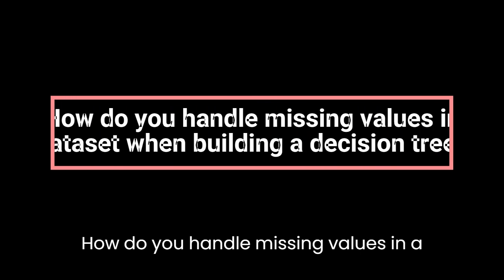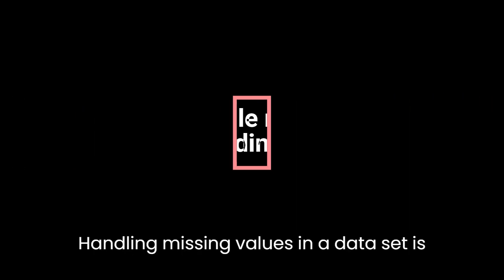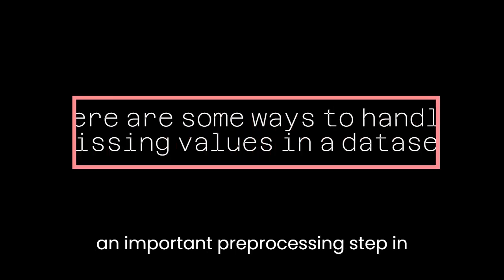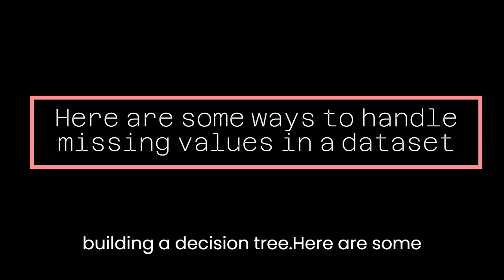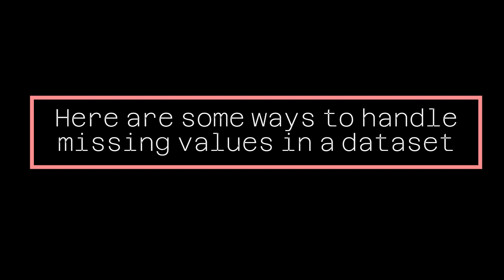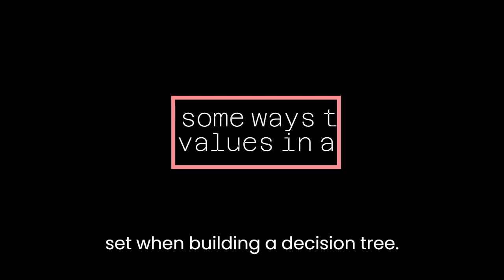How do you handle missing values in a dataset when building a decision tree? Handling missing values in a dataset is an important pre-processing step in machine learning, including when building a decision tree. Here are some ways to handle missing values in a dataset when building a decision tree.